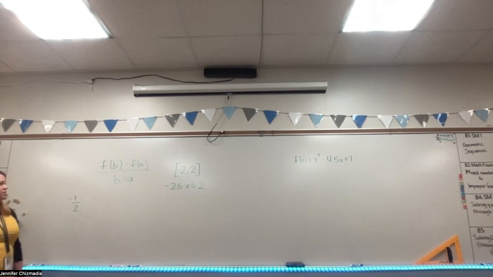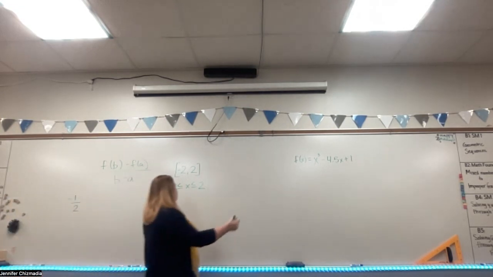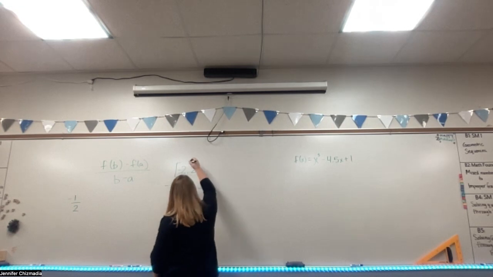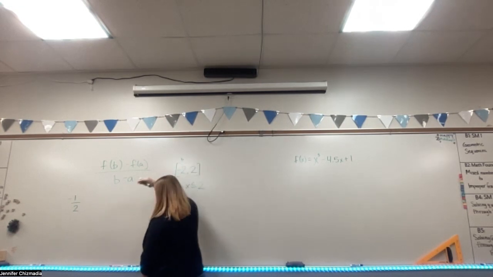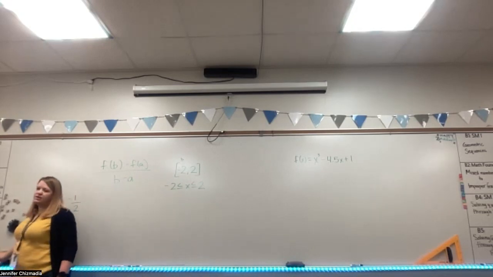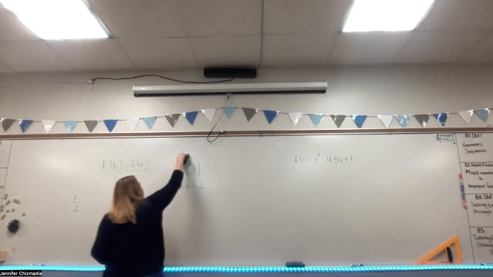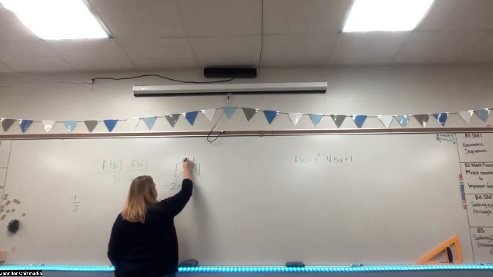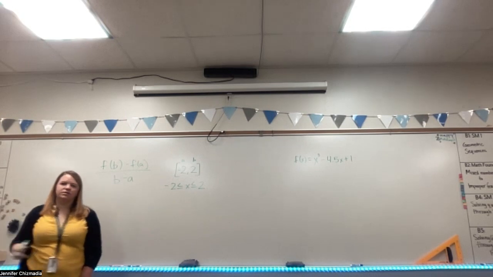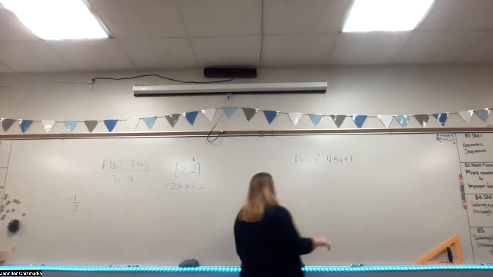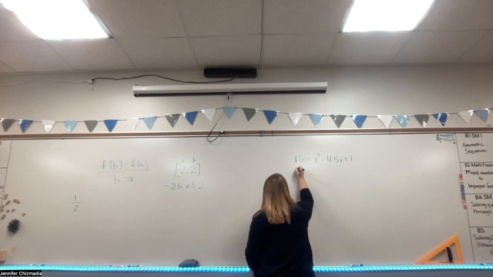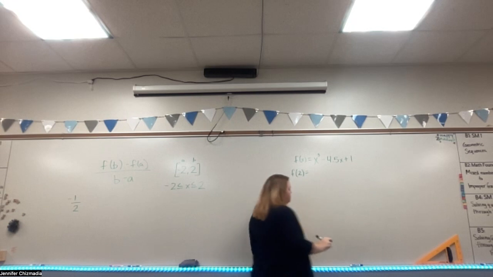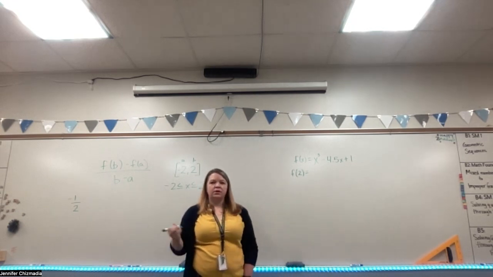Okay, so we're gonna plug our numbers in. So what's our A and what's our B? A is -2. B is 2. B is always the bigger number. Makes our subtraction easier. You'll get the same answer either way, but if we just keep it consistent every time, it's gonna be easier for you to remember. All right, we need f of b, which is f of 2. So we're gonna just plug it in for x.